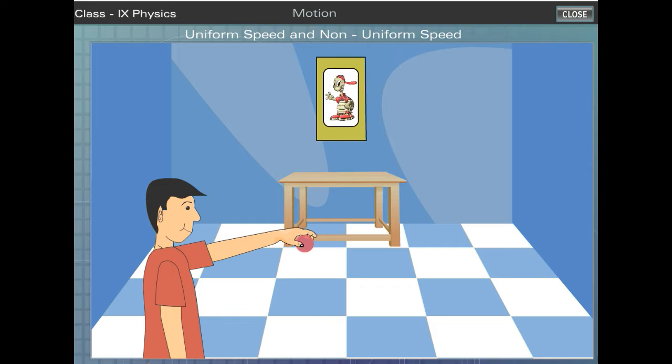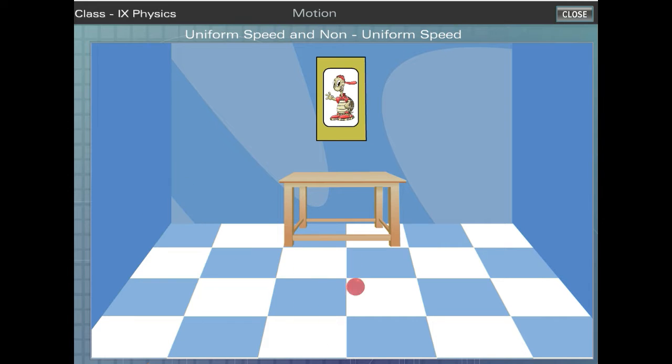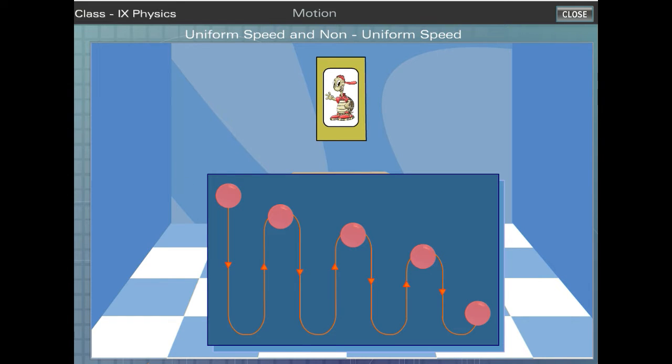Now observe the rubber ball that is dropped from a certain height. When the ball is dropped from a height onto the floor, it bounces off to a certain height. In subsequent bounces, the height keeps on decreasing. Here the ball does not cover equal distances in equal intervals of time. That is, the ball is moving with non-uniform speed.